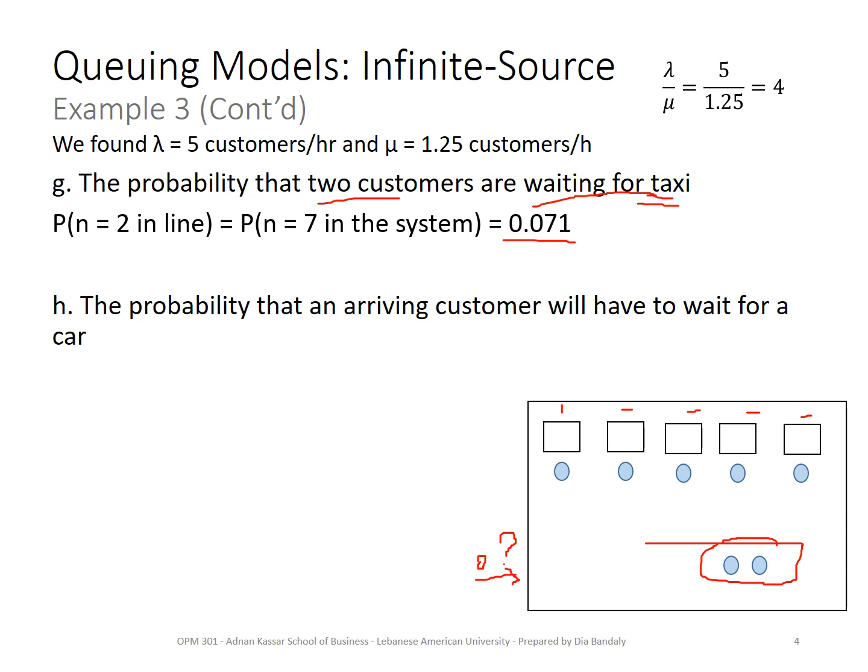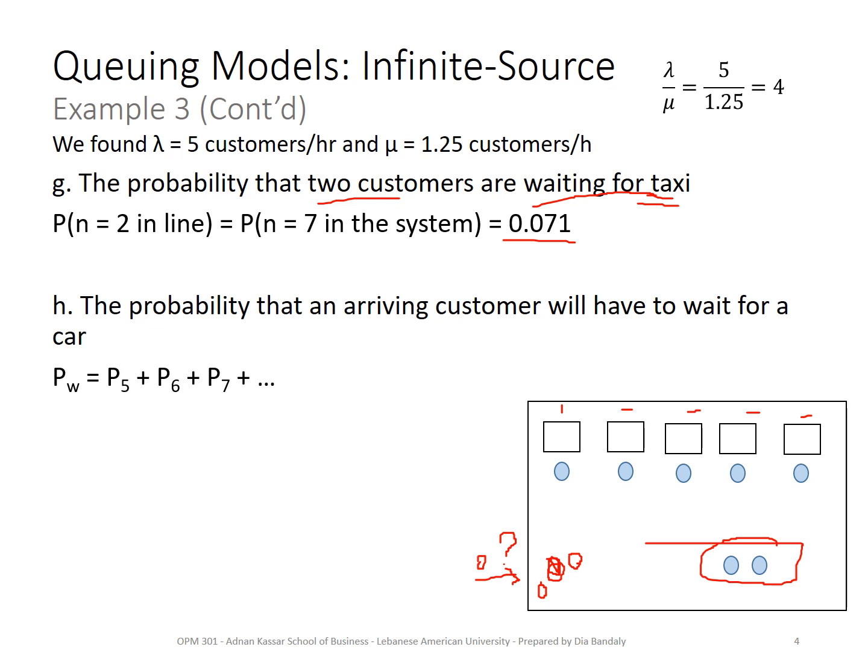But this is not the only case. You may find someone else waiting in front, so you wait behind him. So you will be waiting if there is also 1 waiting in line, that means 6 in the system. Or 2 in line, that means 7 in system. Or 3 in line, that means 8 in system. So PW are all these probabilities, or the sum of all these probabilities.